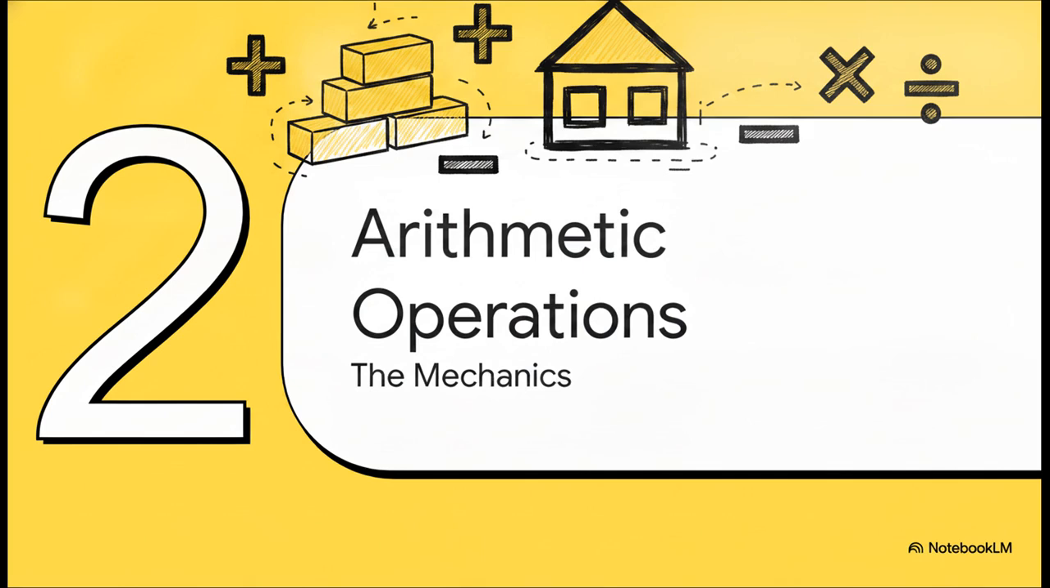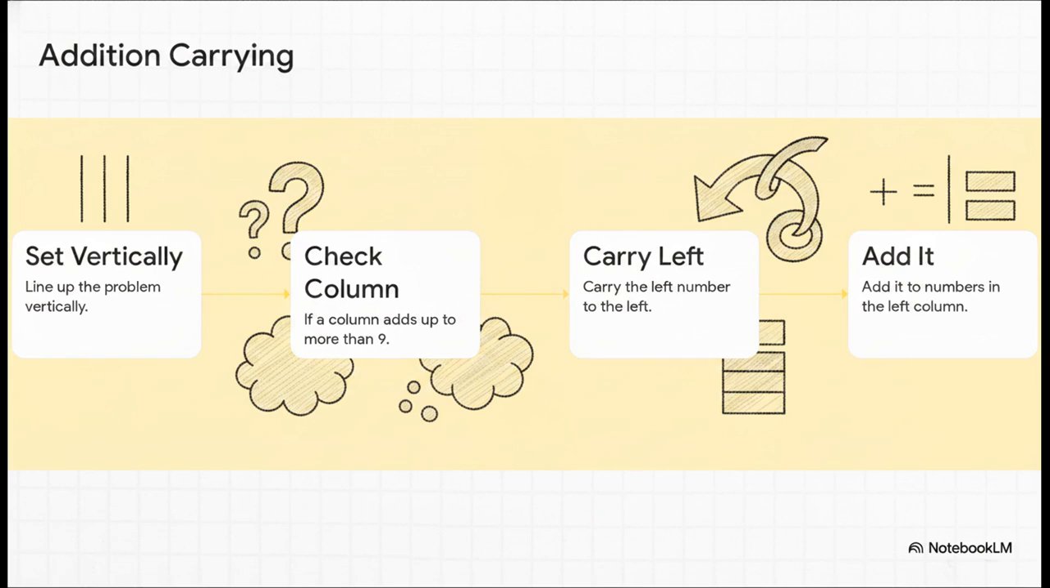Moving on to part 2, core arithmetic operations, the mechanics. All right, now that we have our building blocks, let's really dive into the mechanics of our mathematical house. This is where we take those static integers and actually make them interact, starting with addition. Addition is, of course, just combining two or more numbers to find a sum. But what happens when things get a bit too big?